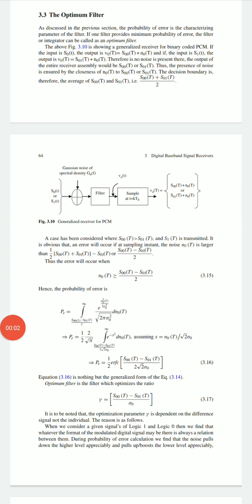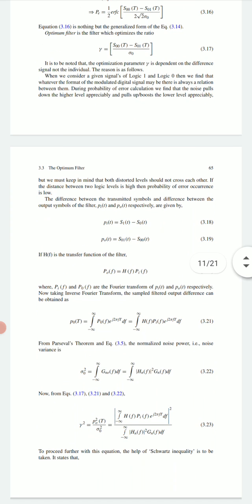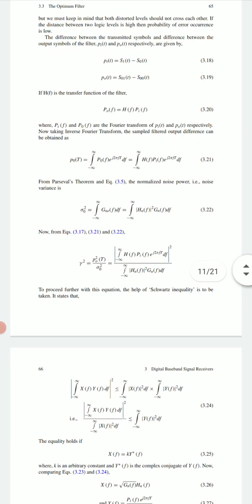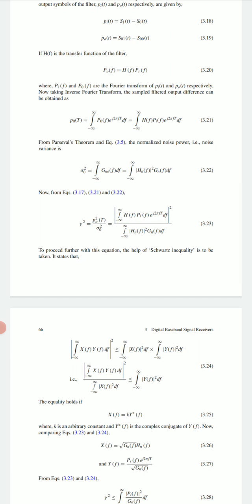So we have seen about the optimum filter, how to maximize SNR by using the optimum filter. We have seen how we get the optimization parameter, and that will depend on the difference signal, not on the individual signal. Then we have seen how to calculate the transfer function of the optimum filter. When we are finding the transfer function of a filter which will meet the criteria of maximizing the ratio, at that time its probability of error will be less.